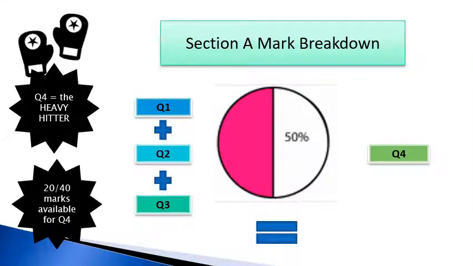The most important thing to remember about question 4 is that it is a heavy hitter. I mean it's a heavy hitter in the sense that it can totally alter the grade that you get overall based on how you do on this question. It is the most important question in the whole of Section A that you get correct. In particular, it's worth 20 out of 40 marks.